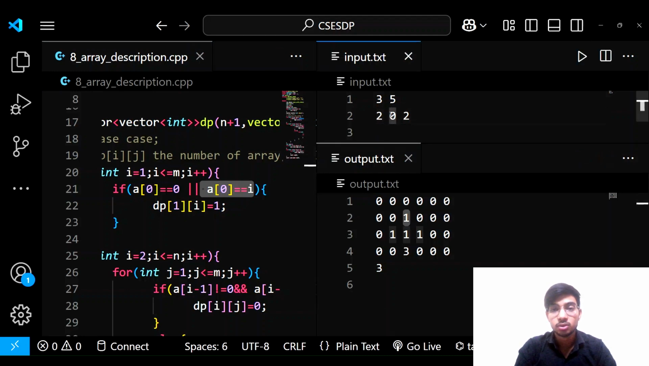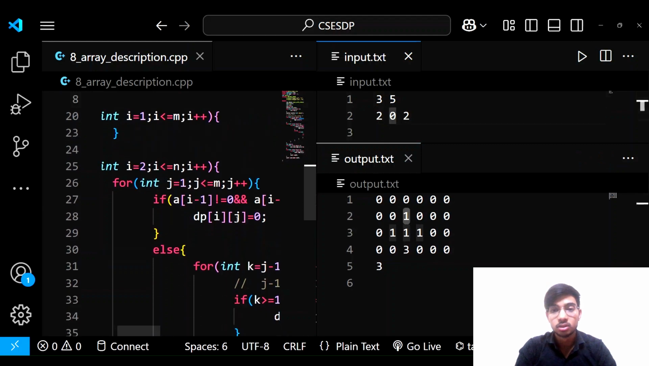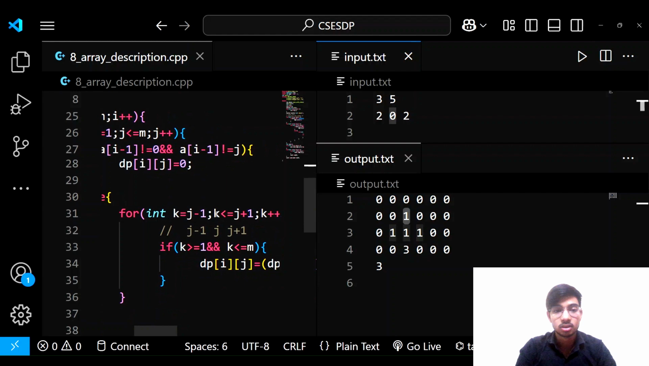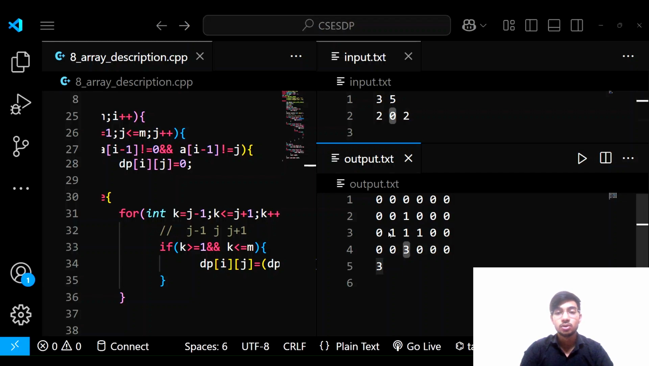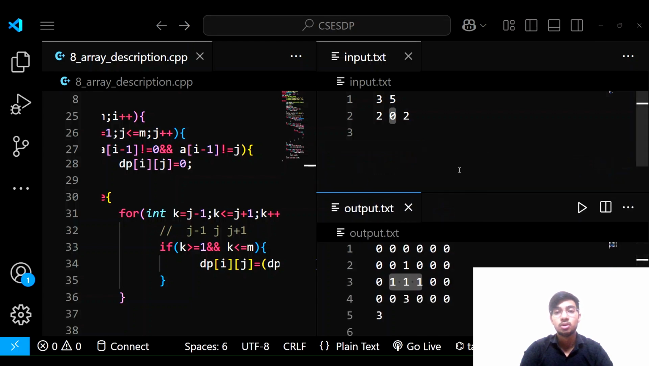Now you have to fill this, which is 0. If it is 0, you have to fill from j minus 1, j, and j plus 1. So for this, for 1, you look at this one, this one, and this one, and you add them up, and the answer for this is 1. Similarly for this, the answer is 1. Similarly for this, the answer is 1. Now for this one, you look at these three and add all of them, the answer is 0. So this is how you filled. Now for 2 you are going to fill it with 3. So this is how you do your transition.